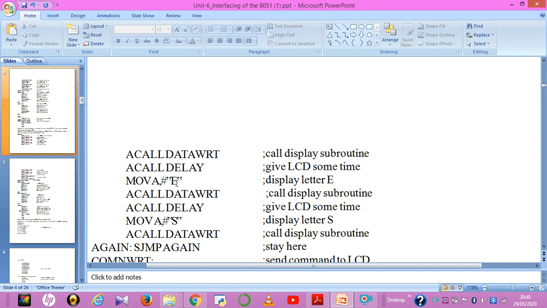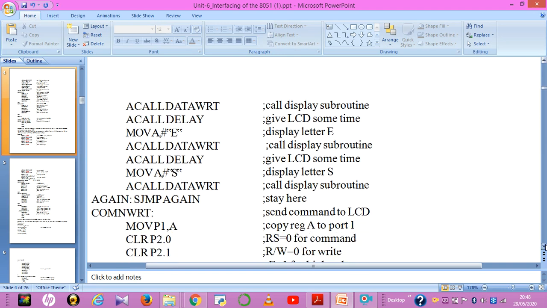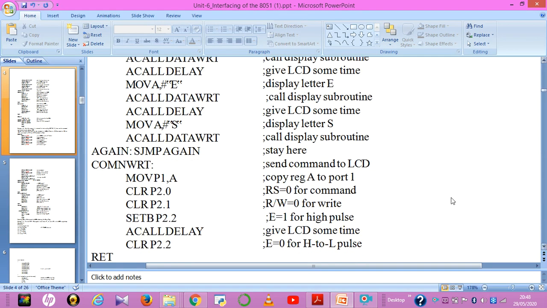Next, move A, #'E' written with quotes means it takes the ASCII value of the letter E. Again call the display subroutine of data. Again you have to give the LCD some time. It has to continue until all 3 letter subroutines are performed. Once you have displayed the characters, you have to stay here with SJMP again for some time.